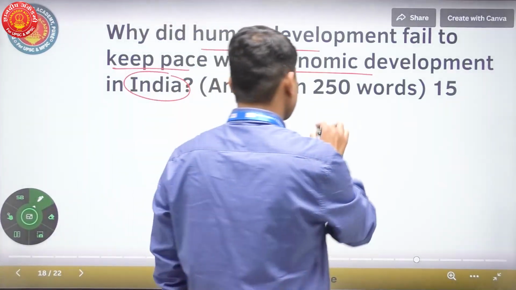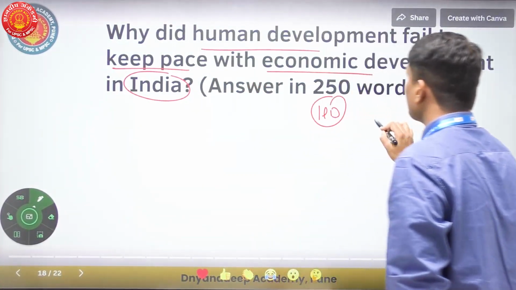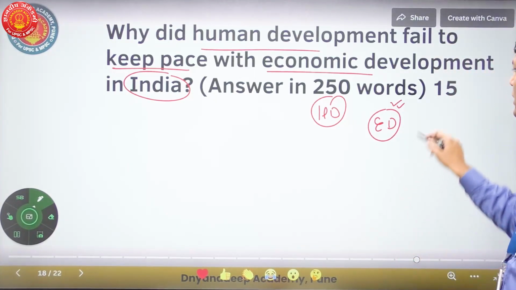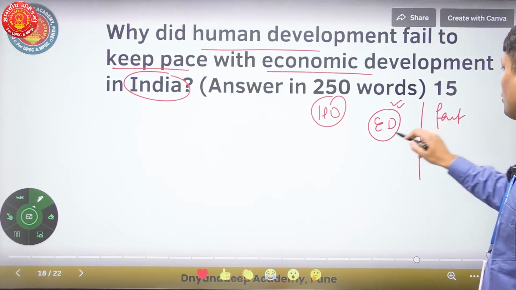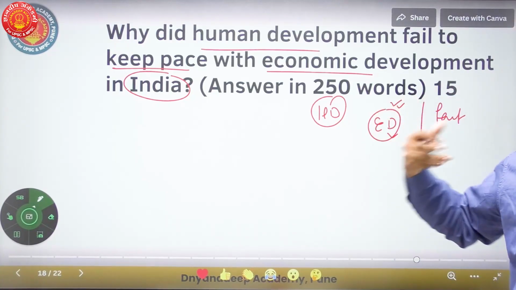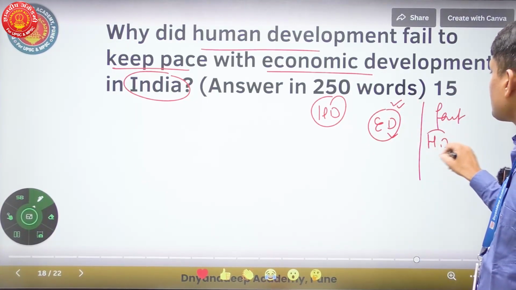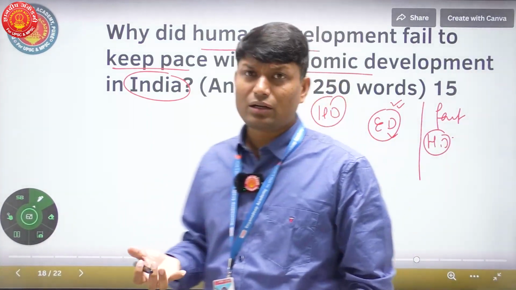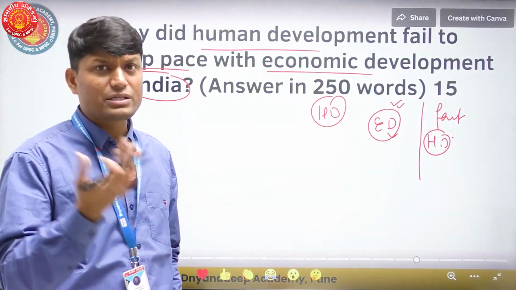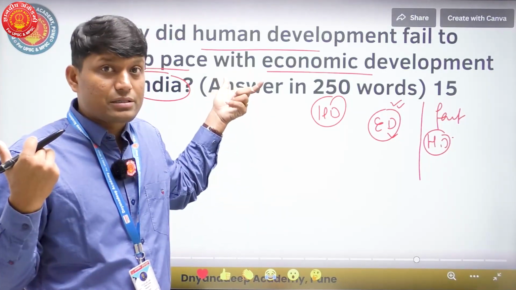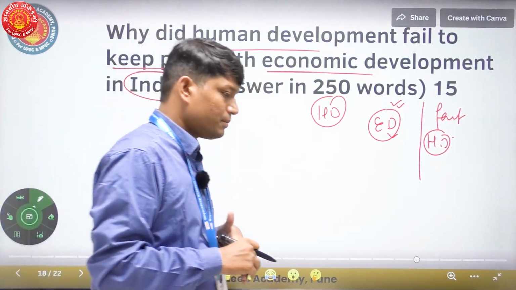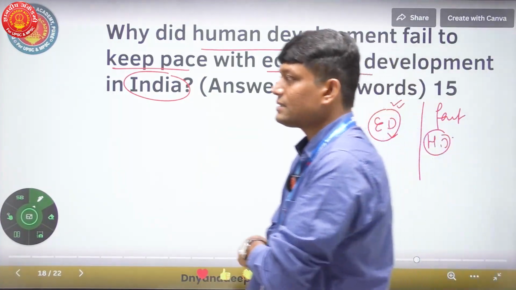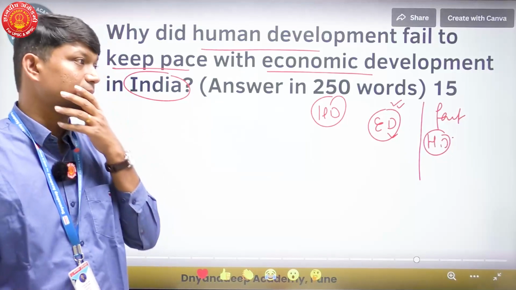Right? So it is asking about human development which is not at par with the economic development. You needed some fact on economic development like GDP growth and all. You also needed some fact on human development. You could mention the rank of India in the human development index and all, and then provide reasons.